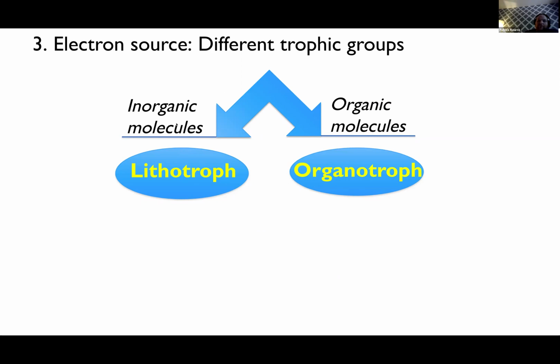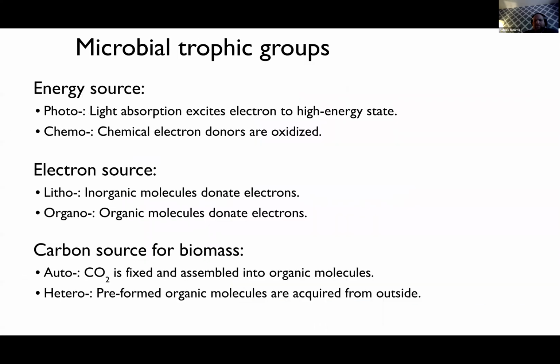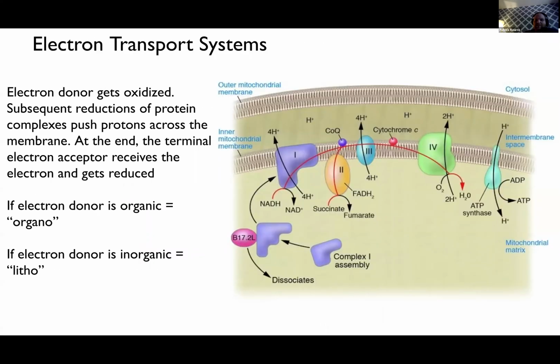Well, you could be a lithotroph. You get electrons from inorganic molecules, meaning like nitrogen, metals, things like that. Or an organotroph, meaning you get them from organic molecules. And anything that's organic is just a carbon-based molecule. That's all. We're going to talk about this much more in depth later in the semester, but this is just a sort of foreshadow here.